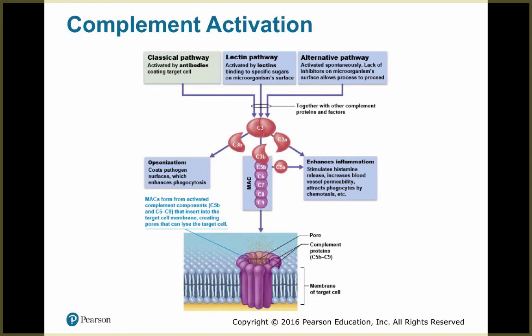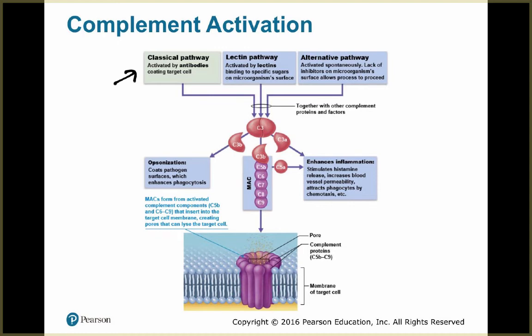So complement activation happens through three pathways. You have the classical, the lectin, and the alternative pathway. The classical pathway is activated by antibodies, and basically these antibodies are coating target cells. The antibodies first bind to invading organisms, then they bind to the complements, activating them. This double binding is called complement fixation.